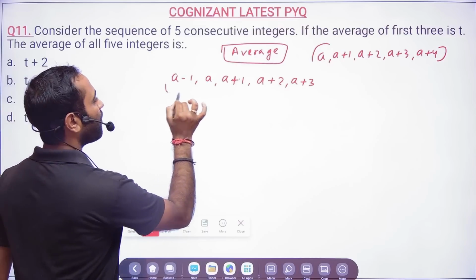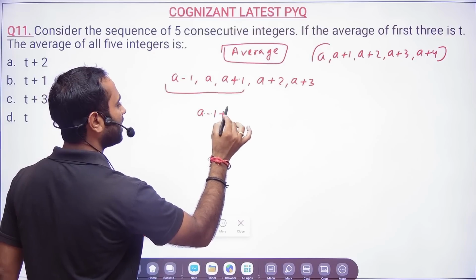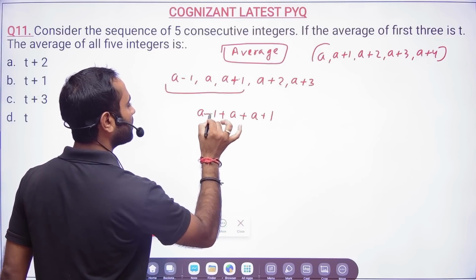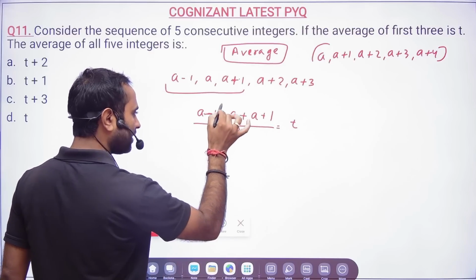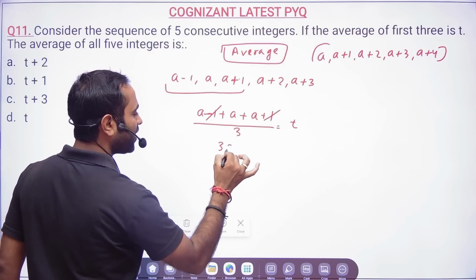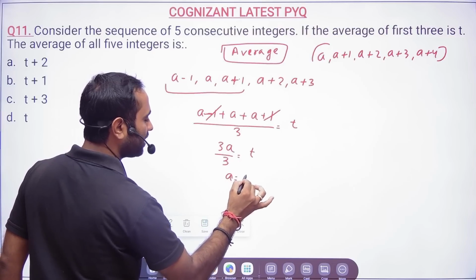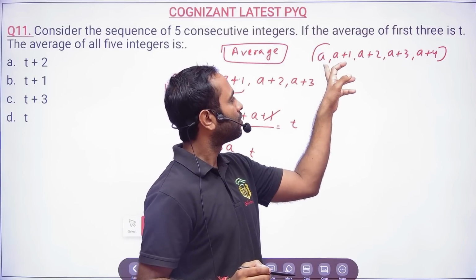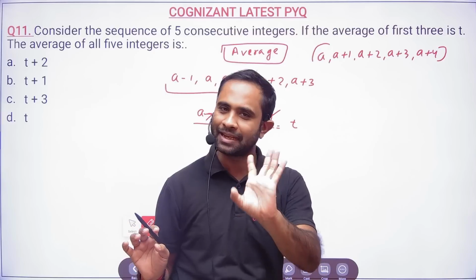Because the first 3 integers, they are telling their average is nothing but equal to t. So if I take like this, then it will become very easy to solve the problem. Otherwise I would be getting a plus a plus a, so 3a plus 3. So it will become a little easier this way, but you will get the answer in any case, my dear friends.